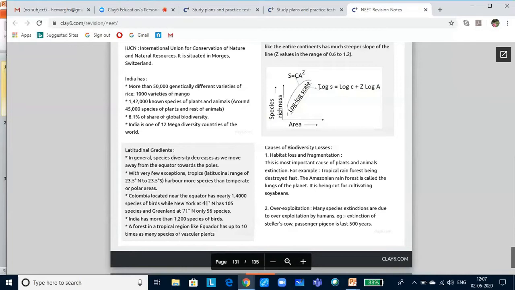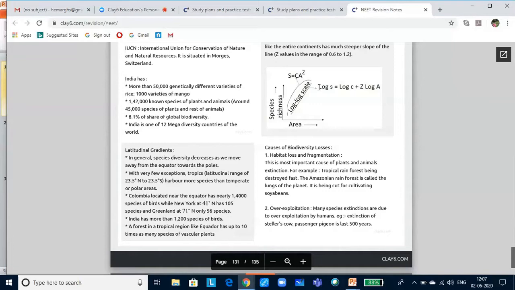Now let us look at the patterns of biodiversity. Species diversity decreases as we move from the equator towards the poles. Generally, the tropics, which range from 23.5 degrees north latitude to 23.5 degrees south latitude, harbor more species than temperate or polar areas.